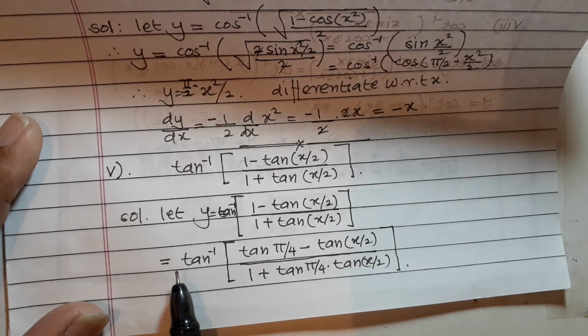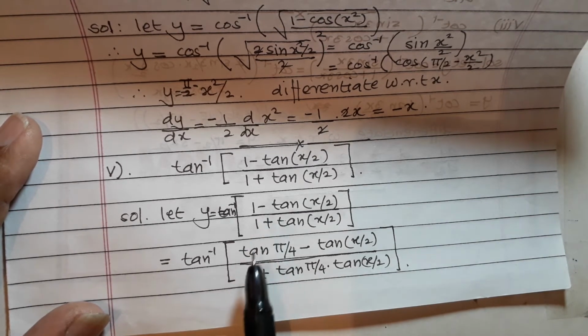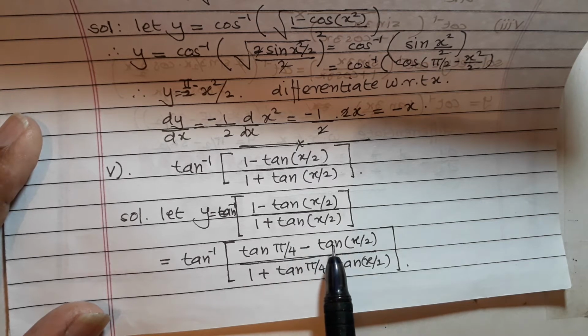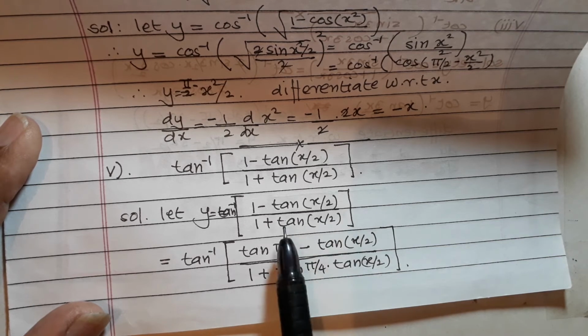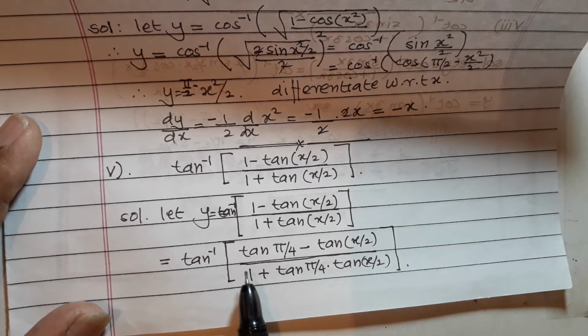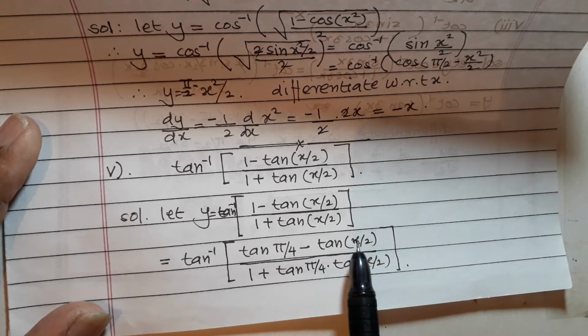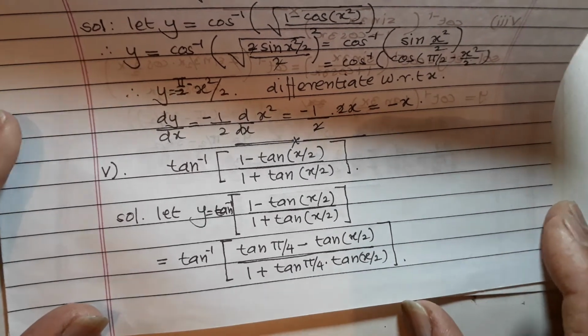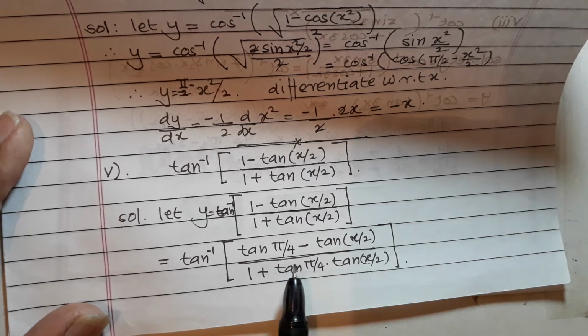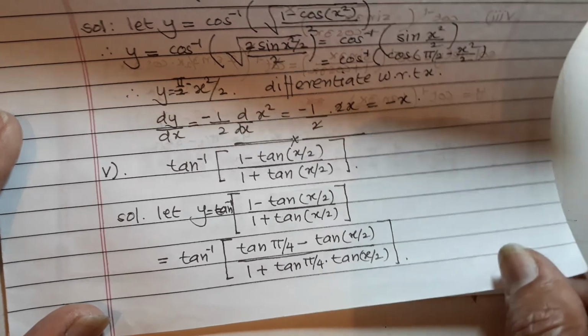So y is equal to tan inverse. For 1 you substitute tan pi by 4. So tan pi by 4 minus tan x upon 2 upon 1 plus, here, tan x upon 2, but 1 is here. So for that 1 you substitute tan pi by 4. So that is equal to tan pi by 4 minus x upon 2, so y is equal to tan inverse tan pi by 4 minus x upon 2.